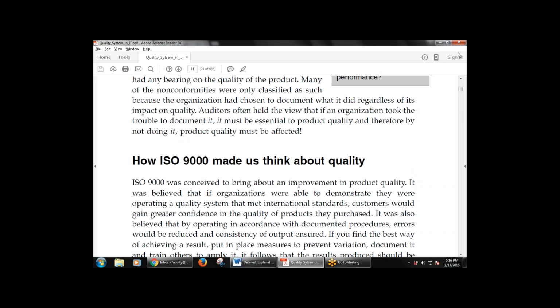So the next topic that is available is how ISO 9000 made us think about quality. That is, what are the various quality concepts in thinking about the ISO 9000 standards. So ISO 9000 was conceived to bring about an improvement.